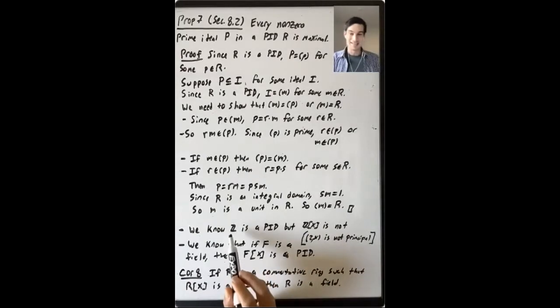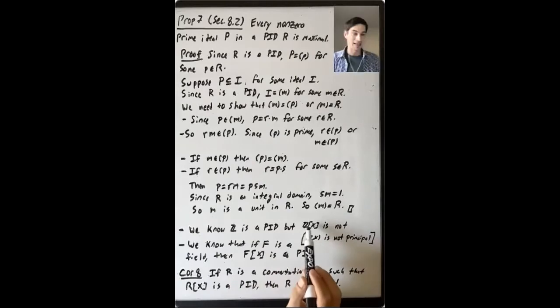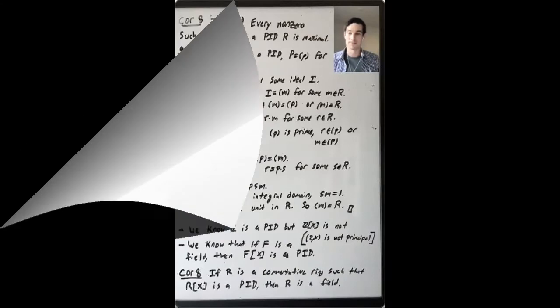So Z, not a field, Z[x], not a PID, and F a field, F[x] is a PID. So this is the way to remember what's going on here. If you start with R[x] being a PID, the only way that that possibly could have happened is if you started with a field R. Okay, so I'll pause and erase, and then we'll prove this result.